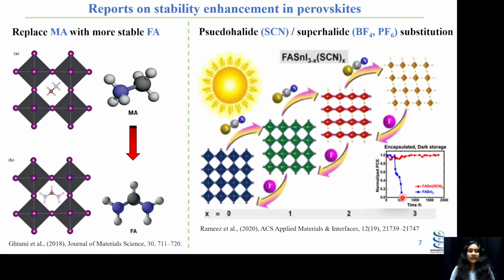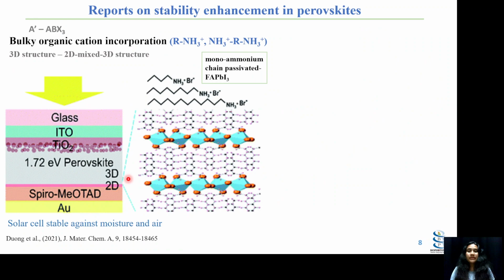So the 3D was FAPbI3 and this was doped with a monovalent cation, and the resulting perovskite was a 2D mixed 3D perovskite. And when this was incorporated in the solar cell, it was found to be more stable against moisture and air. So what if we could also fabricate photodetectors which are stable? This is the motivation for my current research work.